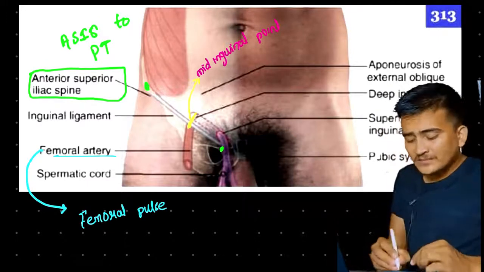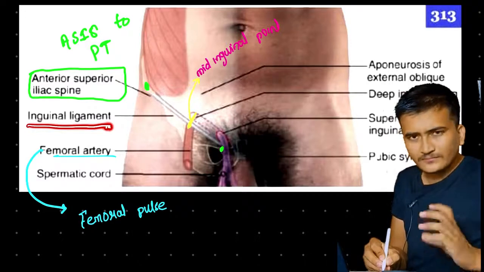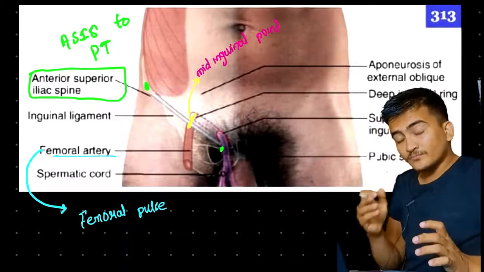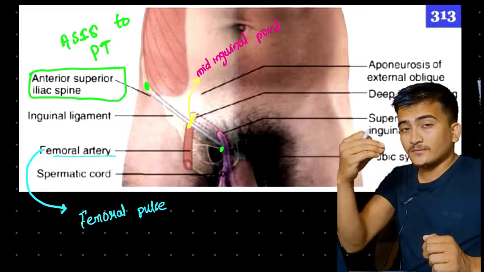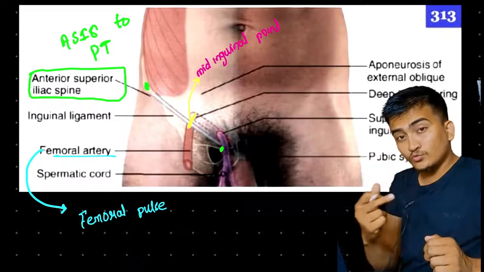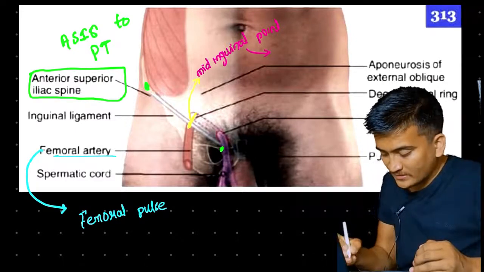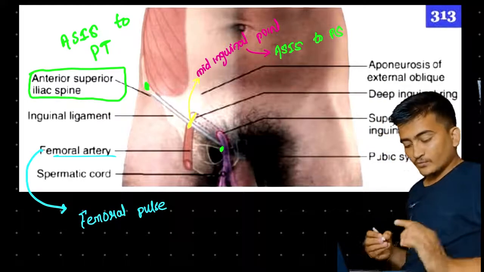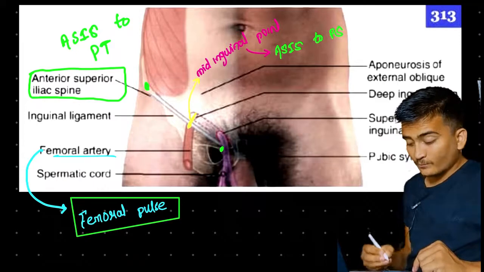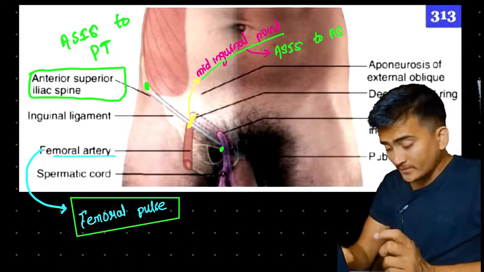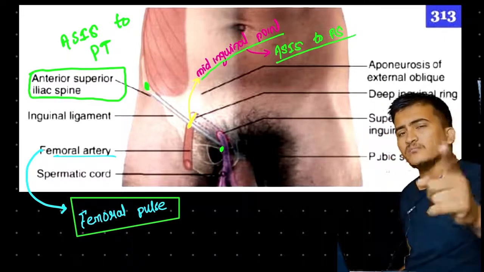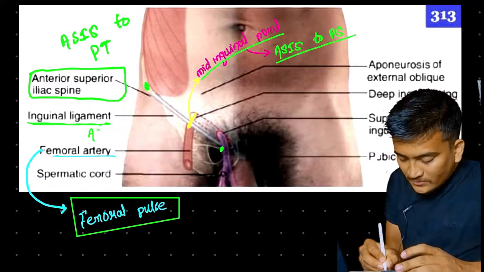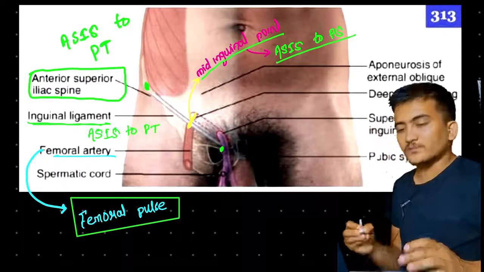Why are these two different things? Because the inguinal ligament extends from the anterior superior iliac spine to the pubic tubercle. But the mid-inguinal point is the point at the midpoint of the anterior superior iliac spine to the pubic symphysis. So these are different things. The mid-inguinal point is the point between the anterior superior iliac spine and the pubic symphysis, and we are going to hear the femoral pulse there. But the midpoint of the inguinal ligament is the point between the anterior superior iliac spine and the pubic tubercle. So that is one important thing.